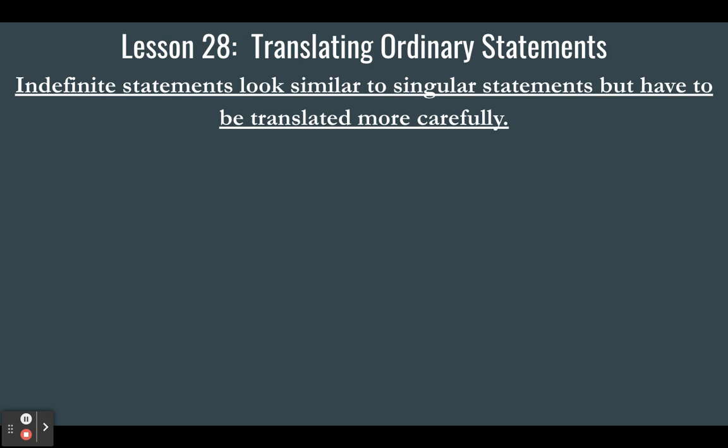Indefinite statements. Okay, so an indefinite statement looks similar to singular statements, but you've got to translate them a little more carefully. So, boys threw rocks at me, which is probably true, and it's always mean, but boys are rock throwers. So boys threw rocks at me. Now, it looks like that is a universal affirmative, right? It looks like she's talking about all the boys. But if I said all boys threw rocks at me, then I am saying that every boy on the planet threw a rock at me. And if that was true, you would probably be dead.